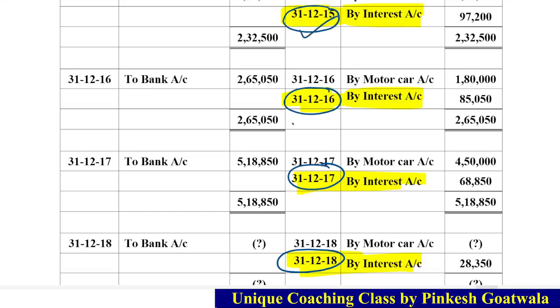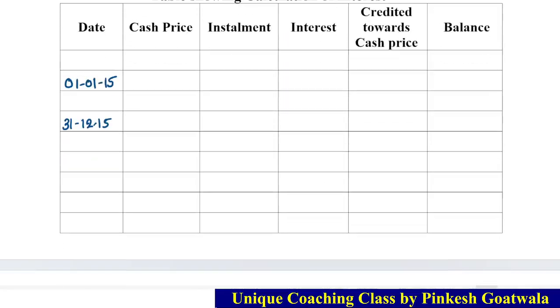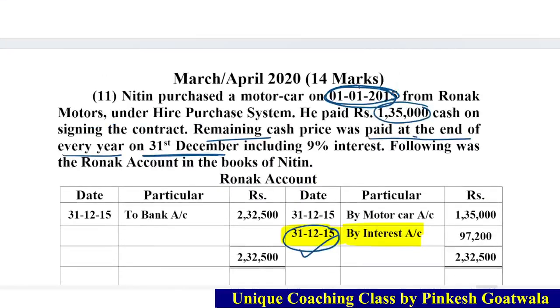So here we have 4 interest. So it means there are 4 installments, right. So installments also, how many will there be? 4 will be there, 16, here 17 and here 18. Installments also, how many will there be? 4 installments. Now it's a very simple sum.